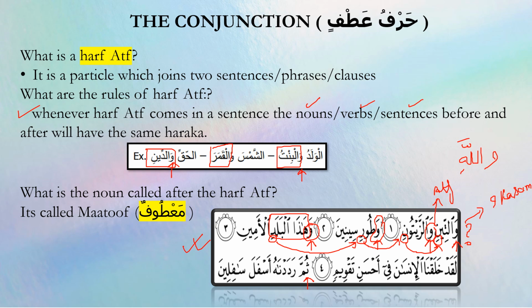Here you can see in ayah number 5, thumma radadnahu asfala safilin. So thumma is also an atf, but here it is coming for a different situation, and I will talk about it later when I do thumma.